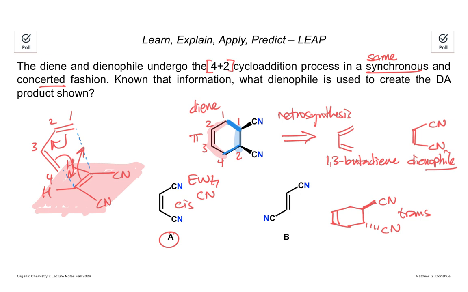So that's what you have to watch out for, is basically you're identifying that pi bond. The pi bond indicates what diene you start with. The other two carbons inform you of the dienophile, but also the stereochemistry matters.